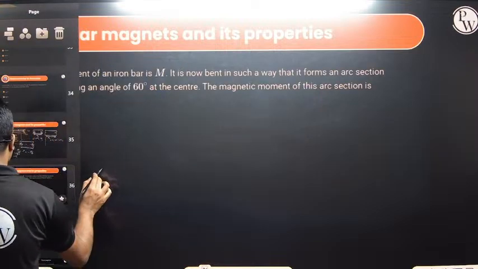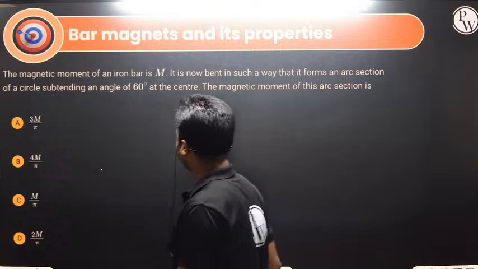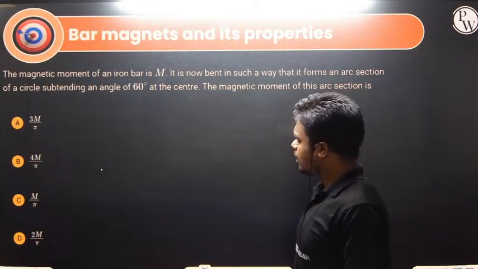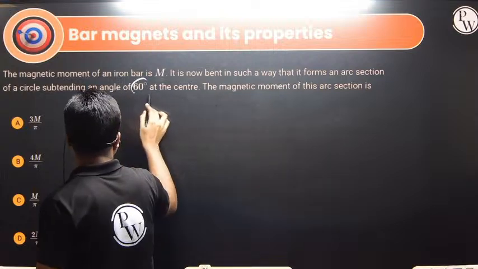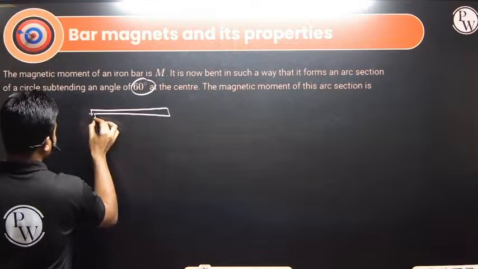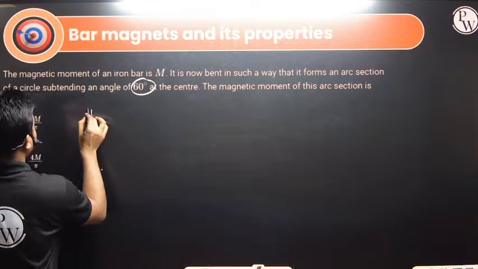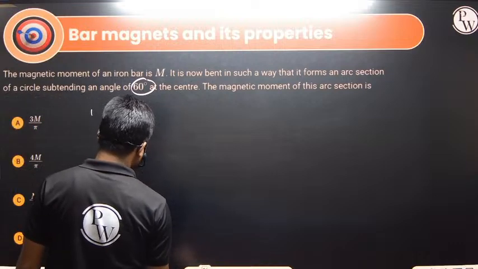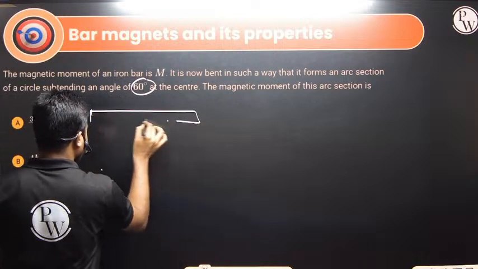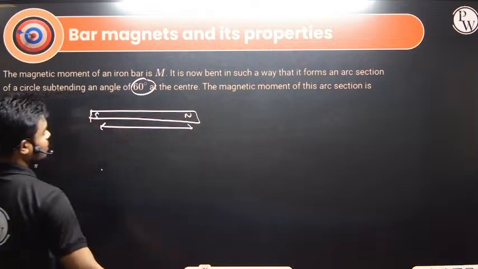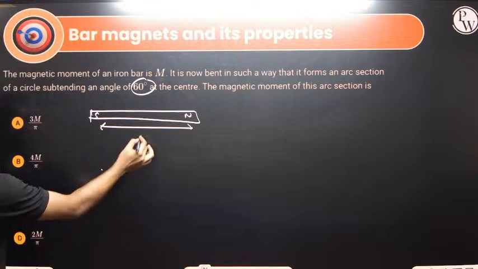The magnetic moment of a bar magnet is M. It is now bent in such a way that it forms an arc section of a circle subtending an angle of 60 degrees at the center. Okay, fine. Initially we have a magnetic moment of an iron bar. We have the magnet like this, suppose. This will be south pole and this will be north pole. They will be having some distance between them. Let's say the length is L.